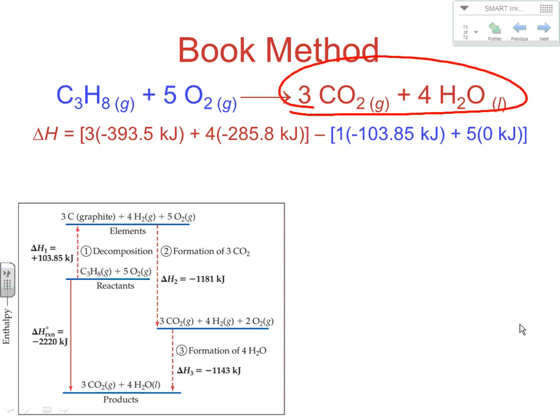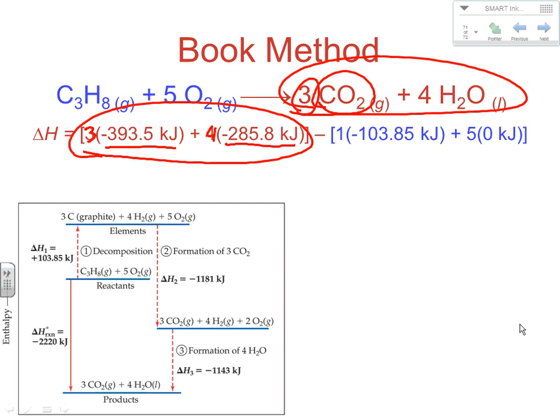So I look up the formation enthalpy of CO2 in the appendix in the back of the book, and it says it's negative 393.5. And since there are three of them, I need to triple that. And then I do the same thing for the water. I find out what water is. It's negative 285.8 by the back of the book. And since there's four of them, I need to multiply that by 4. And then I add those two things together, so I sum them. So it's the sum of those two things. Those are my products. And I do the same thing on the reactant side.